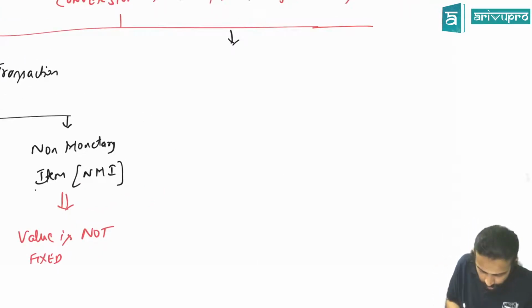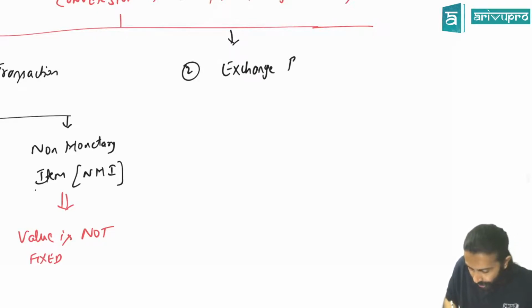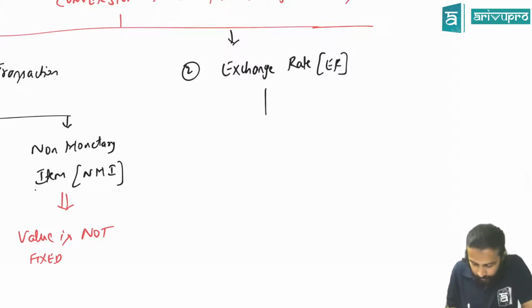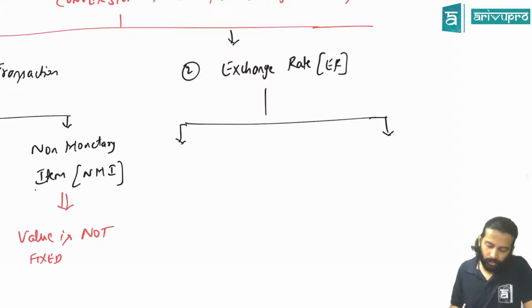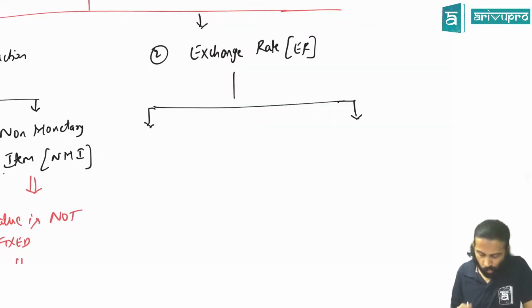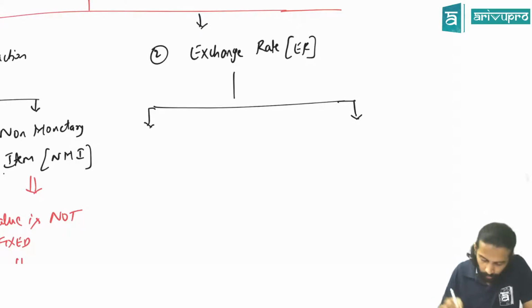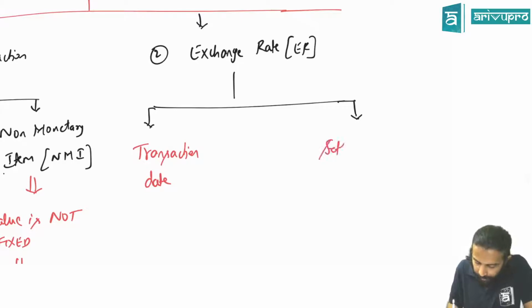Write point number 2 as exchange rate. Exchange rate. Write ER. Exchange rate, ER. Okay. Exchange rate. Then we'll write transaction date. Then we will write settlement date.